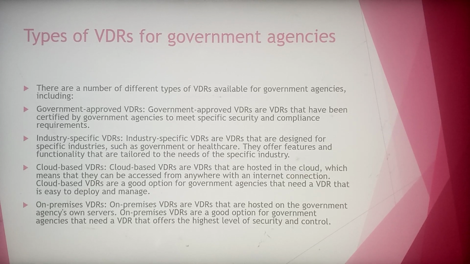Cloud-based VDRs. Cloud-based VDRs are the VDRs that are hosted in the cloud, which means that they can be accessed from anywhere in the world with an internet connection. Cloud-based VDRs are a good option for government agencies that need a VDR that is easy to deploy and manage. On-premises VDR. On-premises VDRs are the VDRs that are hosted on the government agency's own servers. On-premises VDRs are a good option for the government agency that needs a VDR that offers the highest security level and control.